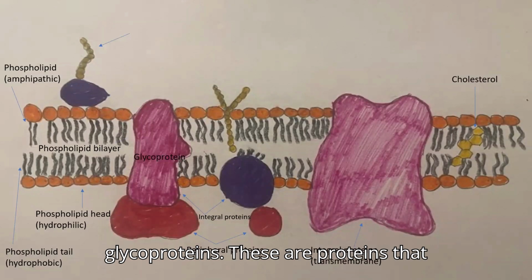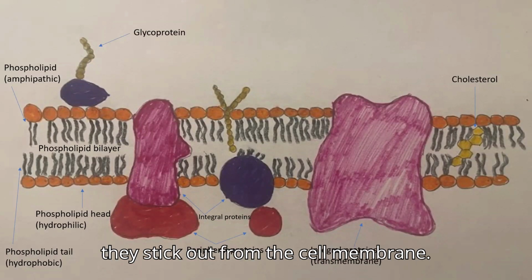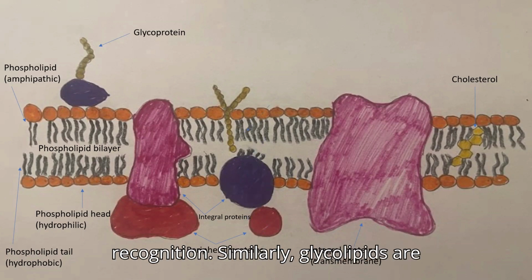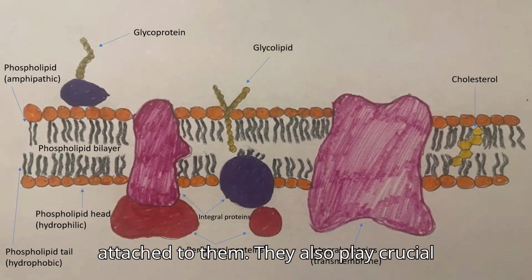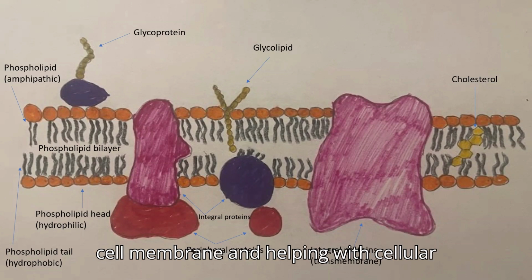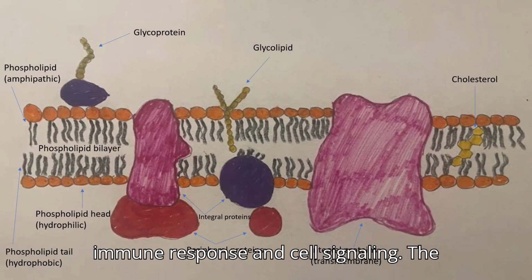Now let's talk about glycoproteins. These are proteins that have carbohydrates attached to them, and they stick out from the cell membrane. Glycoproteins are crucial for cell recognition. Similarly, glycolipids are lipid molecules with carbohydrates attached to them. They also play crucial roles in maintaining the stability of the cell membrane and helping with cellular recognition, which is important for the immune response and cell signaling.